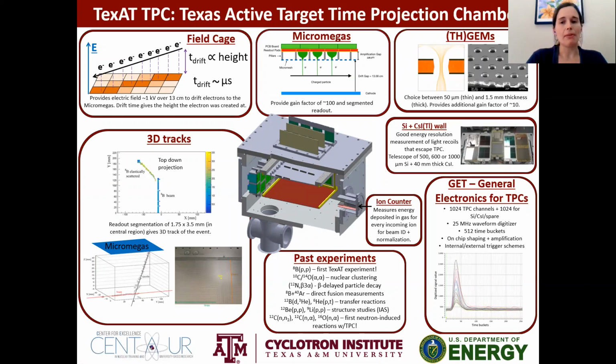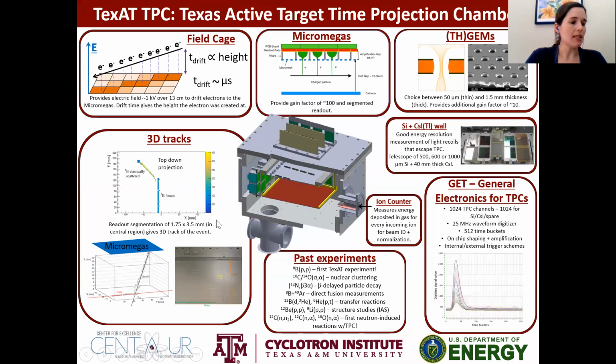So if we pretend that we're a beam particle coming into the chamber, the first thing we'll do is pass through an ion counter. Basically this is for the beam identification and normalization. Next, we'll enter this central part, which is our time projection chamber region. And in here, we have what are known as micromegas, as well as GEMs, or gas electron multipliers.